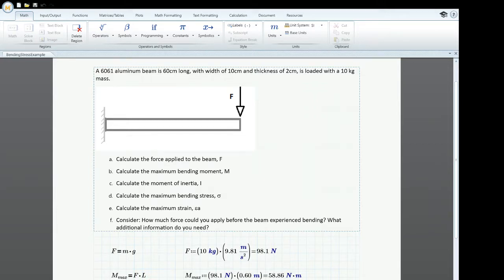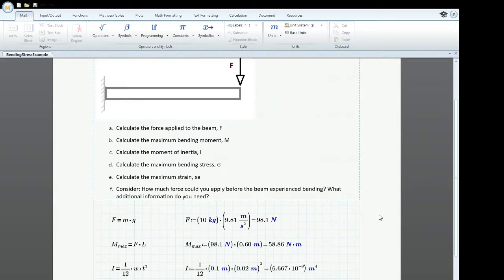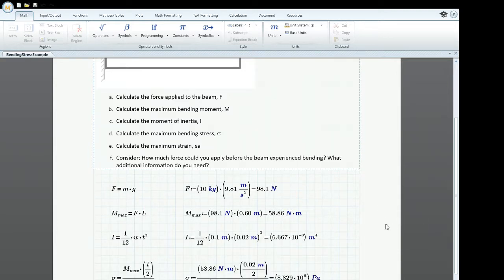In this review of the example problem from class, I'll take a look at a bending stress-strain analysis problem. We had a beam. It was known to be aluminum. The geometry of the beam is given, and it's loaded with a 10-kilogram mass. So we stepped through the calculation of the force, moment, and area moment of inertia. And the part that we didn't have calculations for was the stress and strain.